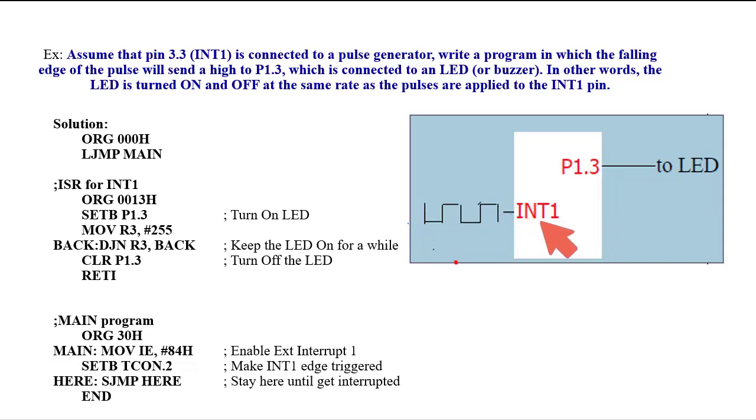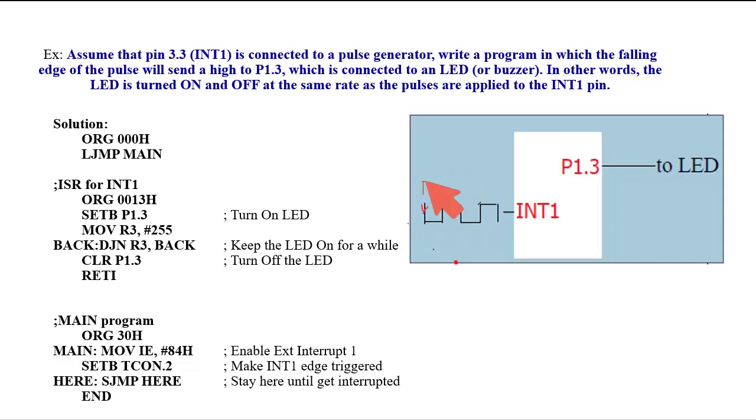A pulse is given at this INT1. For a single pulse, on the falling edge, this LED will be logic 1. On the next falling edge, the LED will again be logic 1. On the next falling edge, the LED will again be logic 1. So we should write the program such that when there is a falling edge, P1.3 will be logic 1.